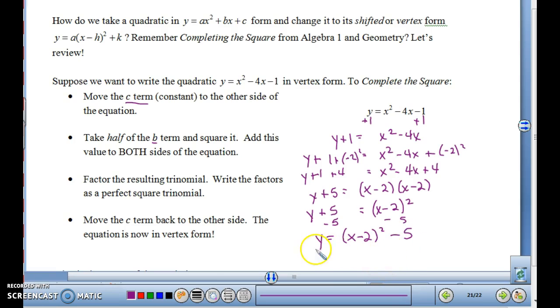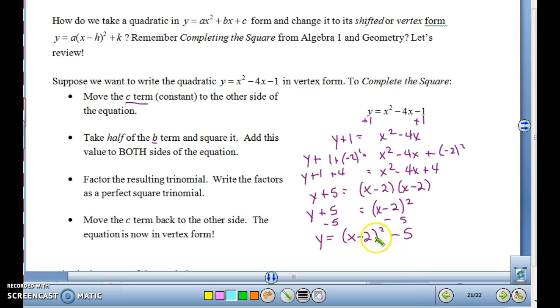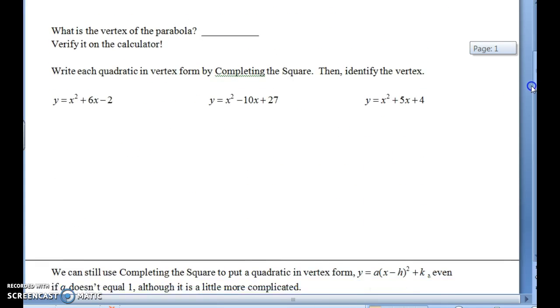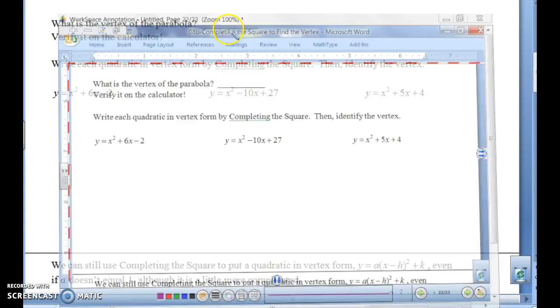So now we have this in vertex form. So what is your vertex? Well, remember, in our form here, the vertex comes from this term right here and this term right here. So your vertex is actually at 2, negative 5. So the vertex is at 2, negative 5.